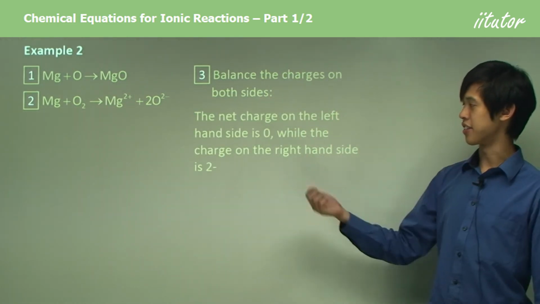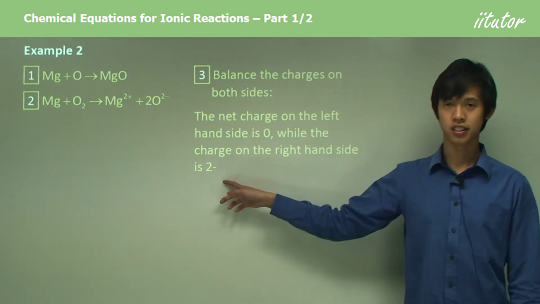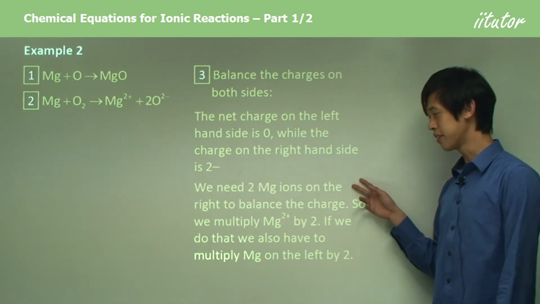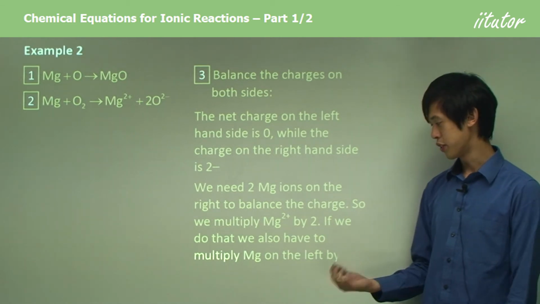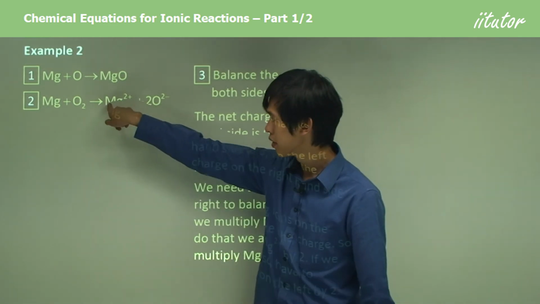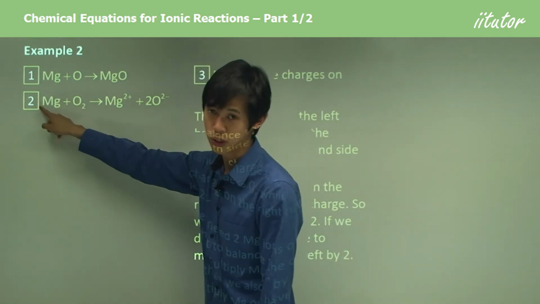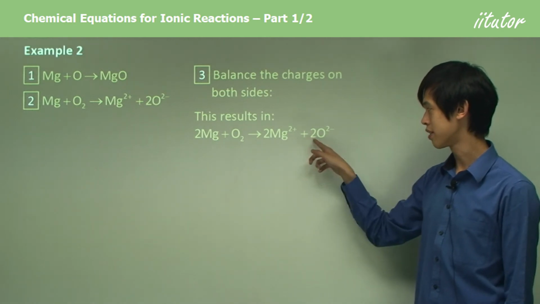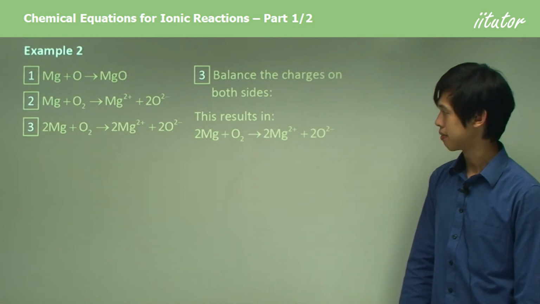So the net charge on the left-hand side is 0, while the charge on the right-hand side is 2-. Yes, it's 2-, that's correct. -4 plus 2 is -2. So we need 2 Mg ions on the right-hand side to balance the charge. So we multiply Mg2+ by 2. If we do that, we also have to multiply the Mg on the left by 2. Otherwise we've got 2 Mg on the right and only 1 on the left. So we'll just multiply this one by 2 as well. So this results in 2 Mg plus O2, giving 2 Mg2+ plus 2 O2-. And then we'll store that one just for our memory banks.